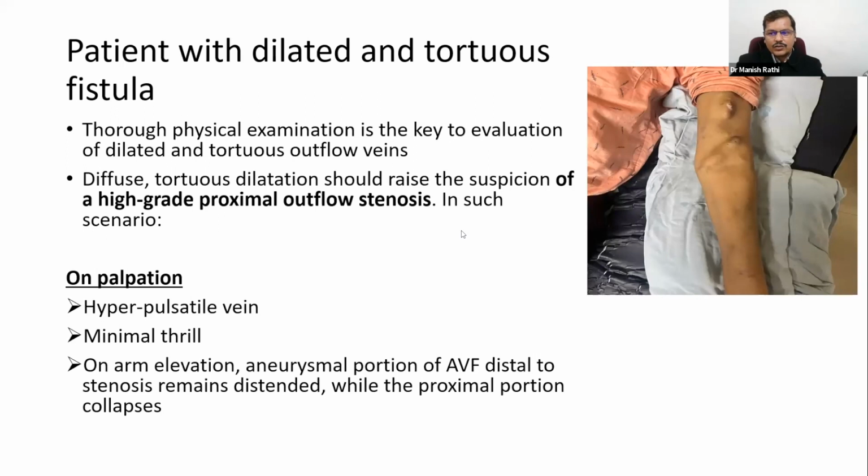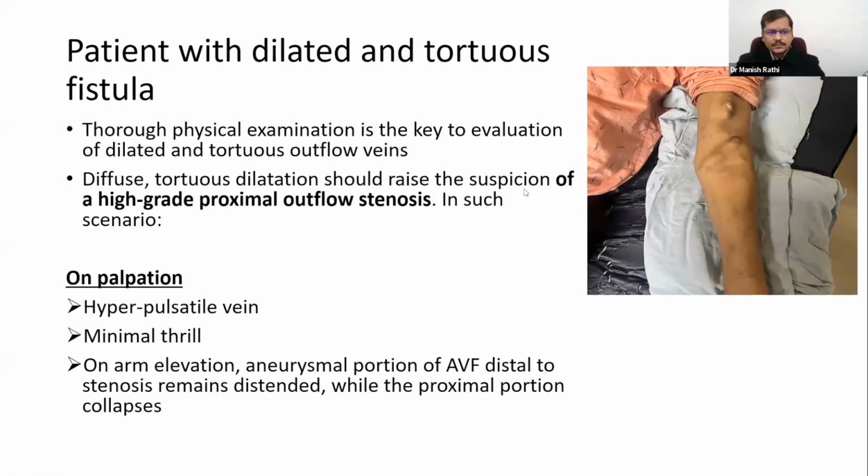So a dilated tortuous fistula, as you can see in this picture, can have aneurysmal dilatation. There can be skin ulceration because of this aneurysmal dilatation and repeated cannulation over the same segment. And on examination you will find a hyperpulsatile vein with minimal fill. This kind of dilated tortuous fistula, an image of which Dr. Bala also shared a few days back, can be because of various reasons.